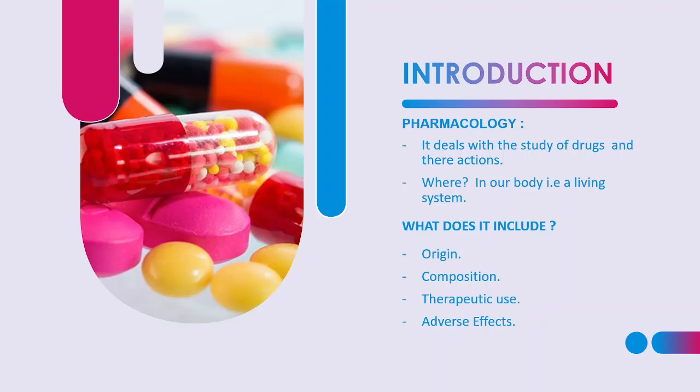Whenever we are taking a drug, what are the changes that the drug does in our body in order to cure? Because we have a notion that whenever we are taking a drug, it is for the cure or the betterment of the patient. So these drugs go inside our body, alter some changes, and produce some benefit for the person. So what are the things included? Origin, composition, therapeutic use, and most importantly the adverse effects are some of the things that are included.